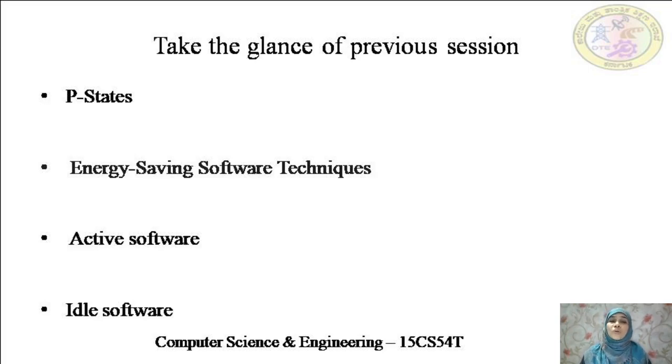Before we learn these energy efficiency techniques, we have to know about the software we are using for energy saving techniques. The software is of two kinds: active software and idle software. As the name itself indicates, active means it is performing something, in the execution or computational state. Idle means it is waiting to perform something.